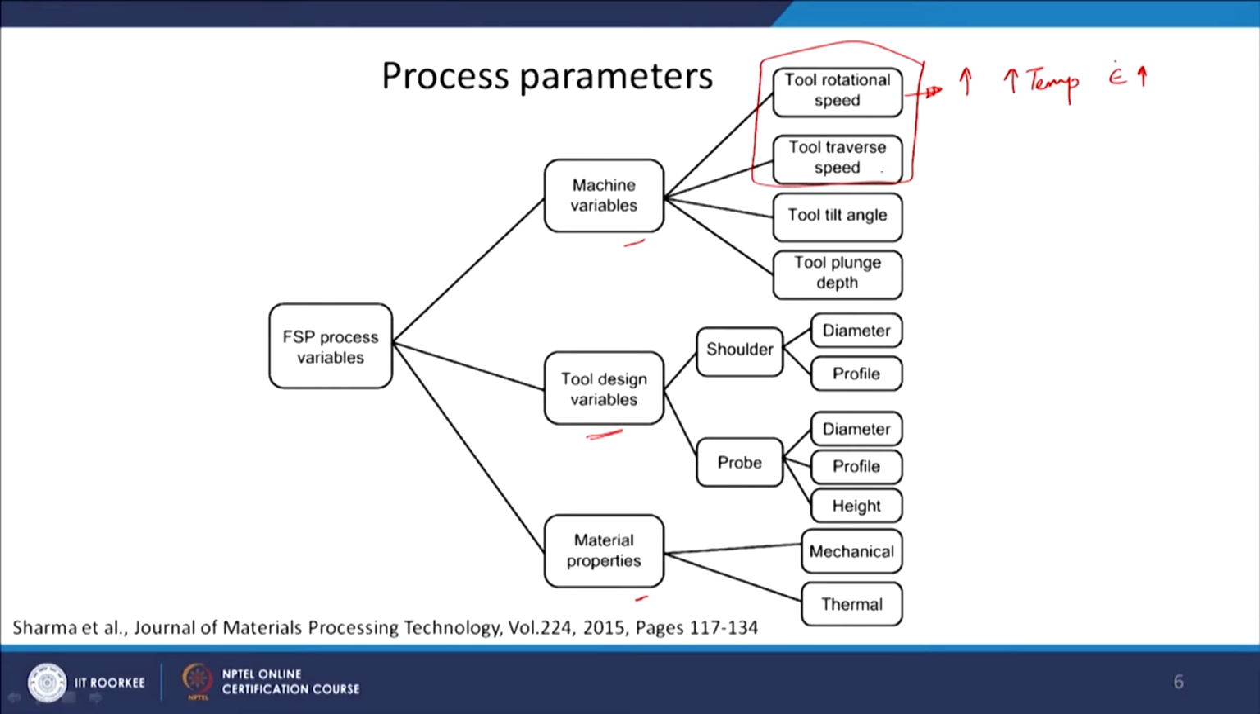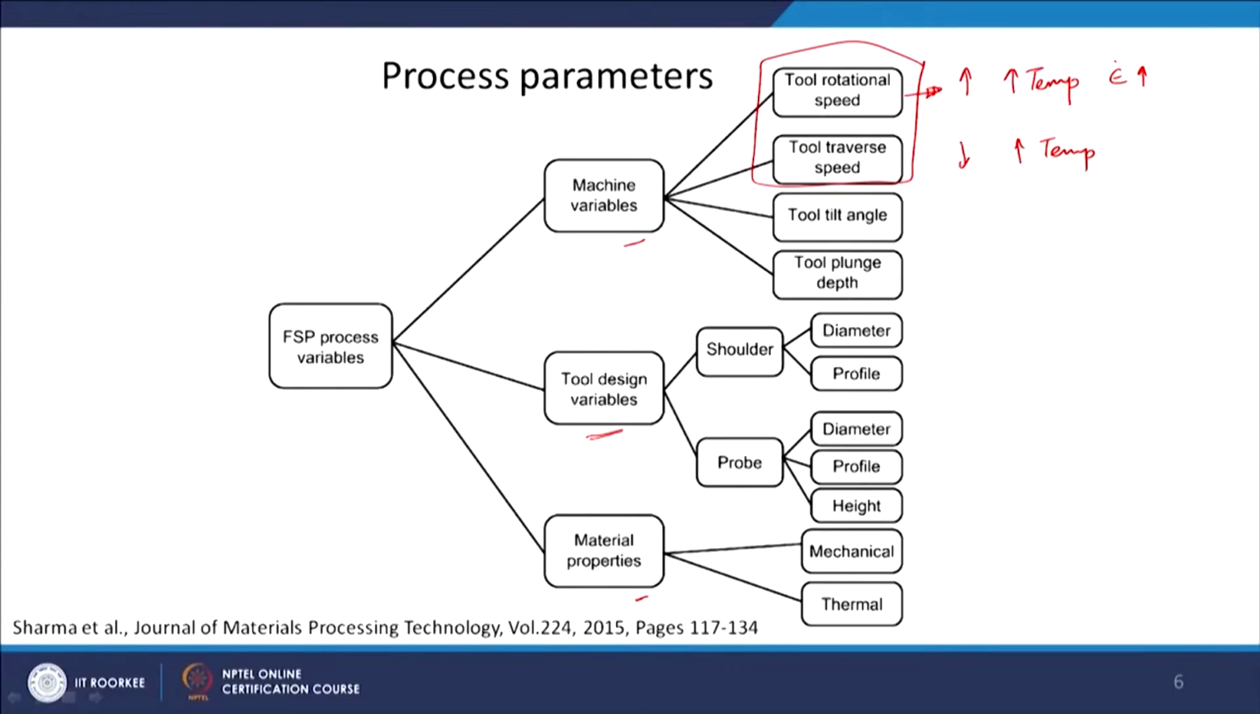Tool travel speed: if you have a slower speed, the temperature attained will be more. When you have a very high speed, your tool is not spending enough time at a particular location, so the RPM which is generating the heat does not get enough time to raise the temperature. So, the temperature attained will be higher if you have a low speed, and if you have a high traverse speed, the temperature attained will be lower. So, these two are very important parameters.